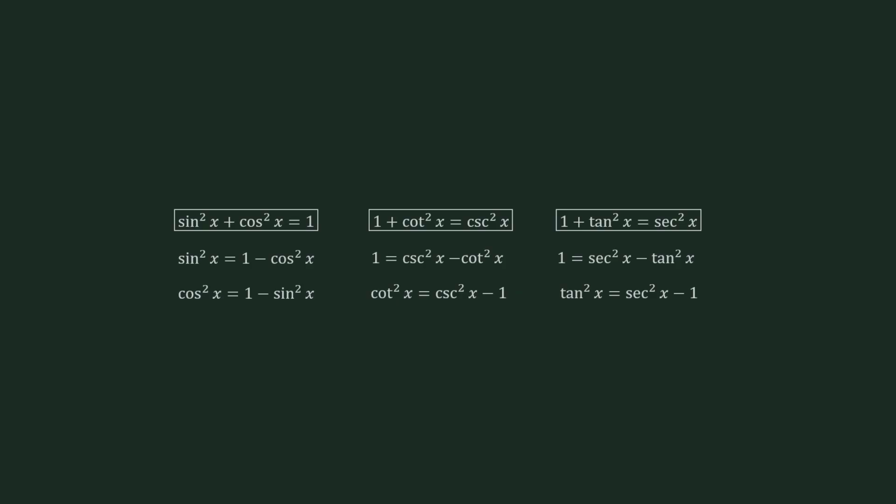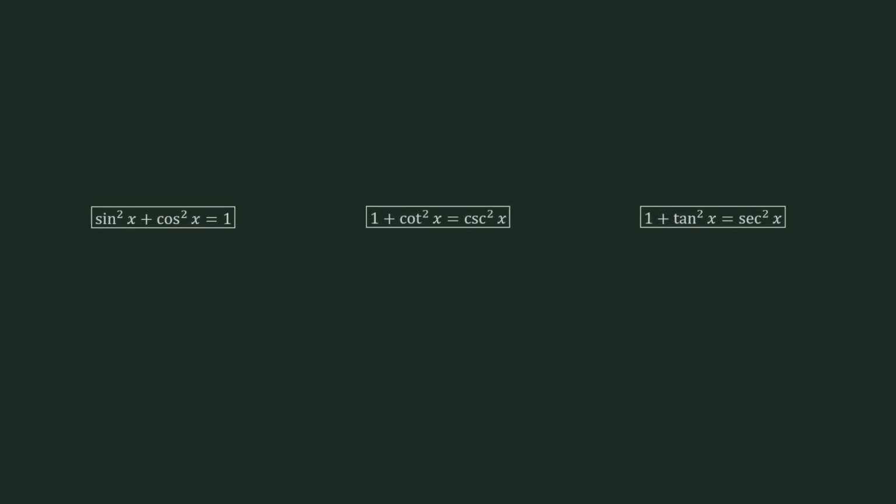But how do we know if these identities are true or legit? So does this satisfy all of the values for x? So let's try. So first, for sine square x plus cosine square x is equal to 1. We assume any value for x. So for now, we will assume x as 45 degrees. So we can rewrite this sine square 45 degrees as sine 45 degrees to the power of 2 and cosine 45 degrees to the power of 2.